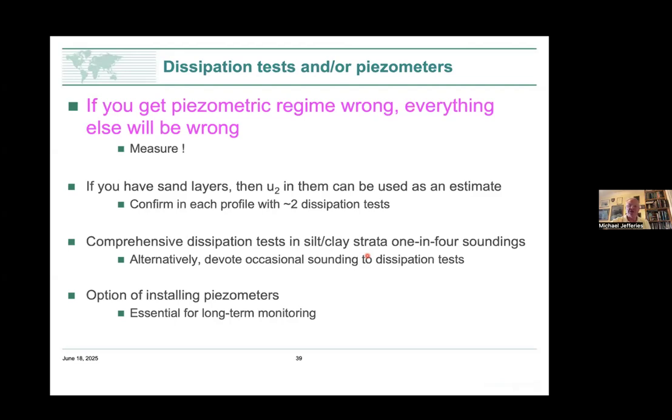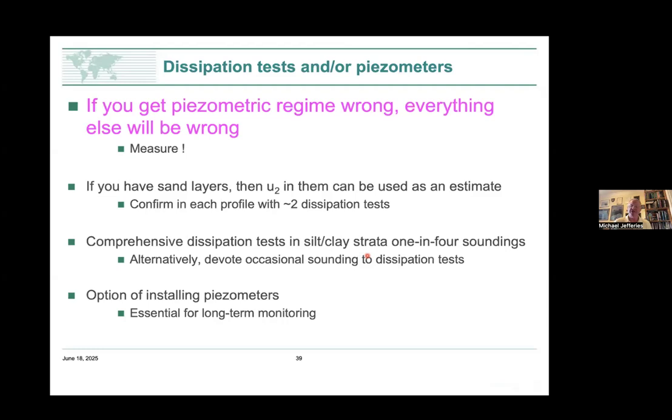Now, there are two ways of measuring things. You can use piezometers, or you can actually use the CPT itself effectively as a piezometer. If you have clear sand layers in a CPT profile, then the CPT will be drained, and the U2 measured can actually be used as an estimate of the piezometric regime. Even if you're doing that, I like to do a few dissipation tests.